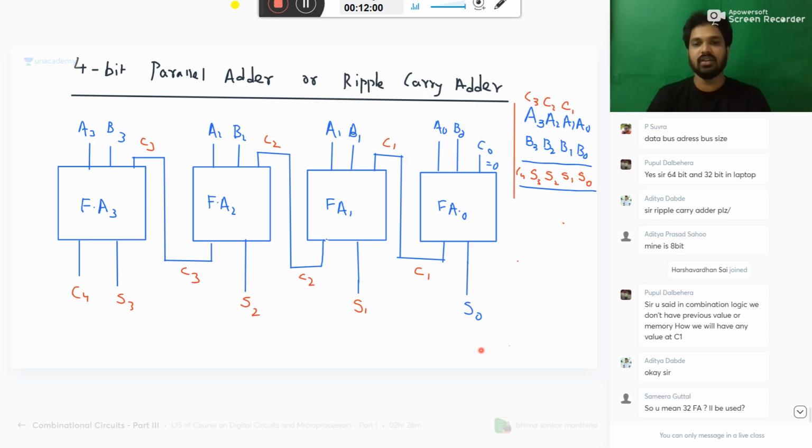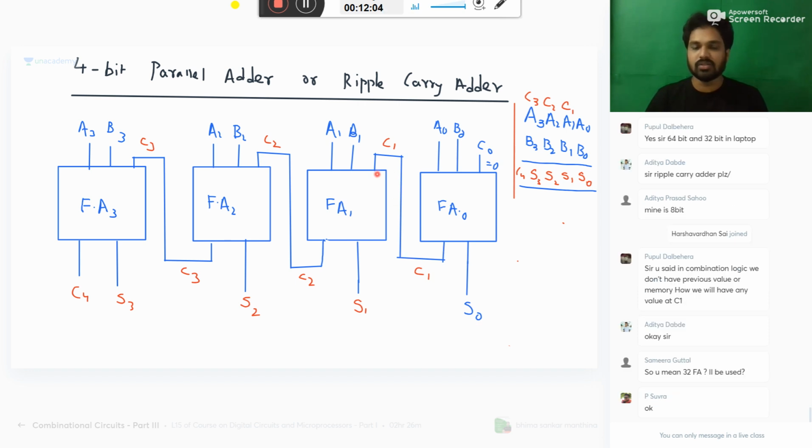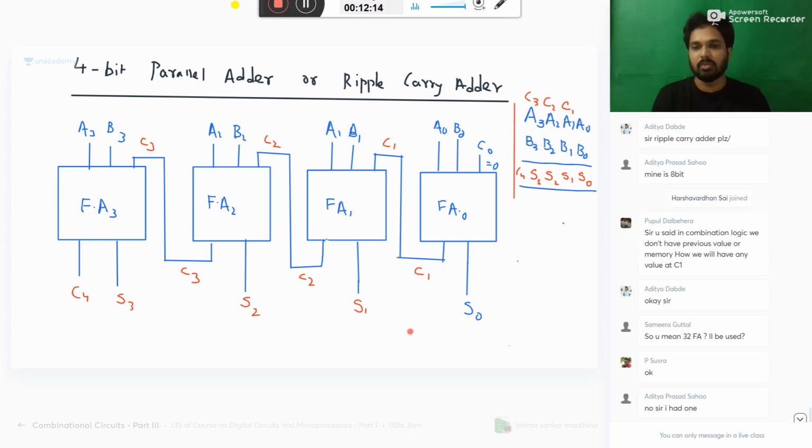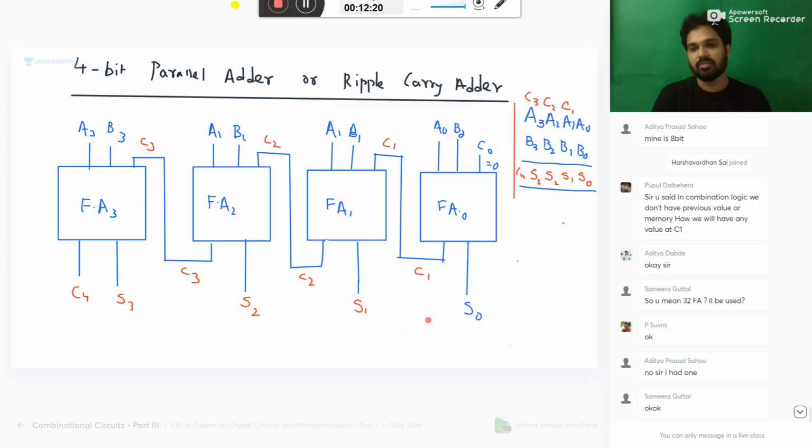No, please listen. This is not feedback. This is one output connected to the input of the next. It is not feedback. It is cascade. Yes, Samira, your operating system is capable of doing 32-bit operations at a time. It can handle 32 bits of data at a time. Originally, we say it by data bus size or ALU capability.